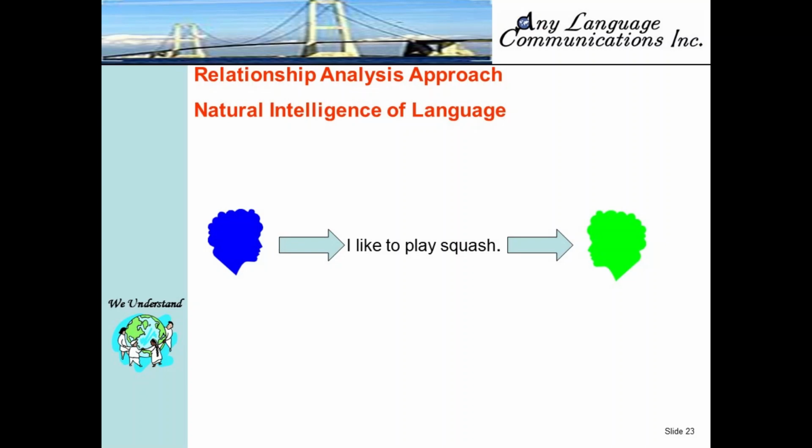Relationship analysis, on the other hand, suggests there's a natural intelligence within language. I suggest that the speaker, in constructing a sensible sentence, has automatically and invisibly put the meaning of each word within her sentence. So game is implied within the sentence. And the listener, when hearing the sentence, takes those meanings out. Notice there's no listener world knowledge in this.